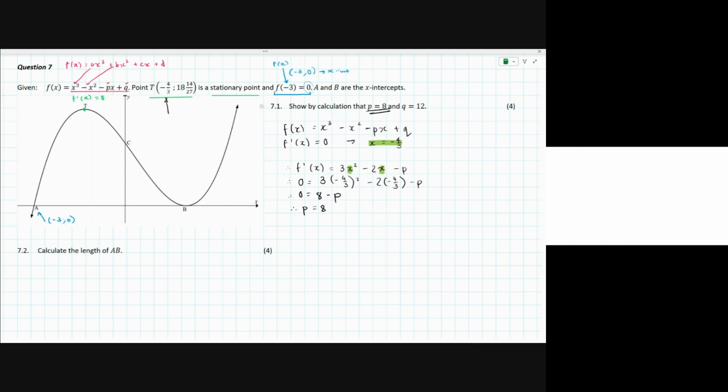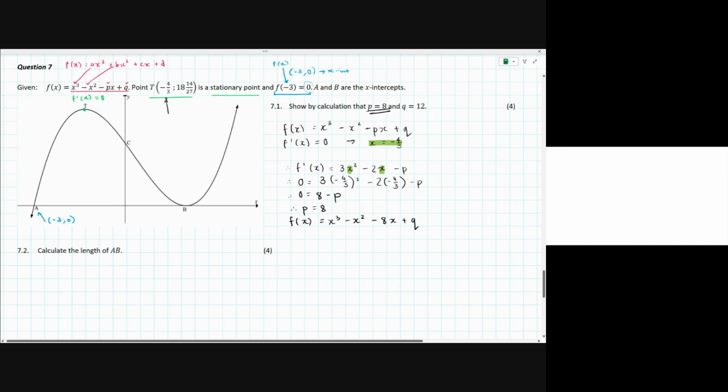Now I just need to go and find q. Now remember, guys, q represents your y-intercept. And unfortunately, we don't know what that is. So it's not an ideal situation, but it is what it is. Because I do know p, however, I can substitute that back into my equation. So I've got x cubed minus x squared minus 8x plus q.